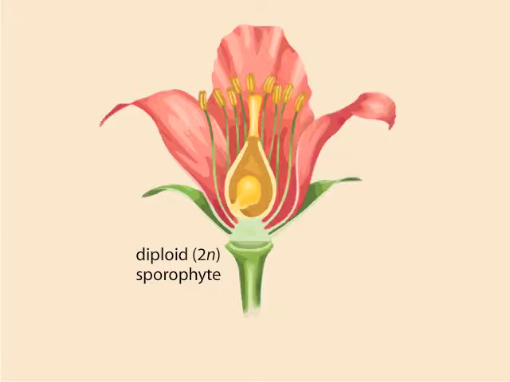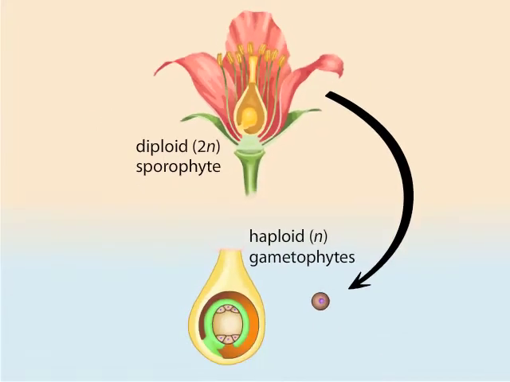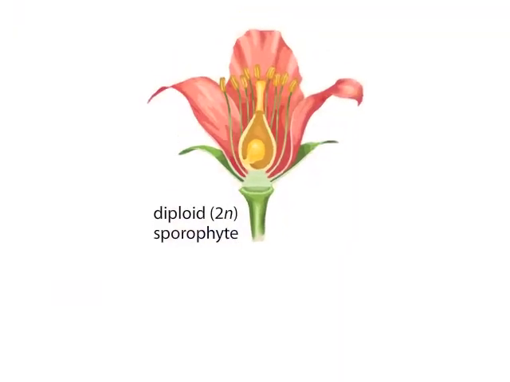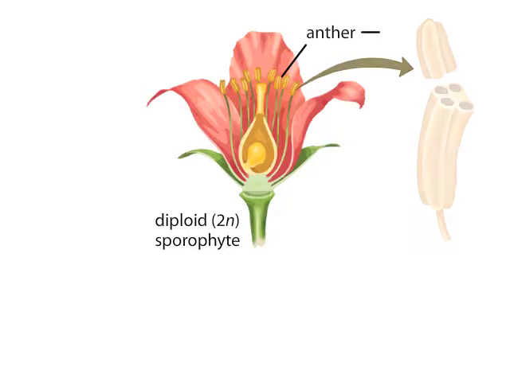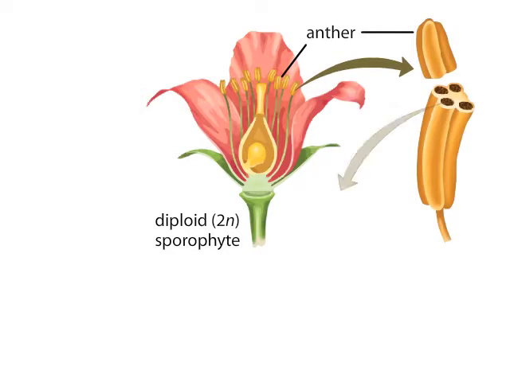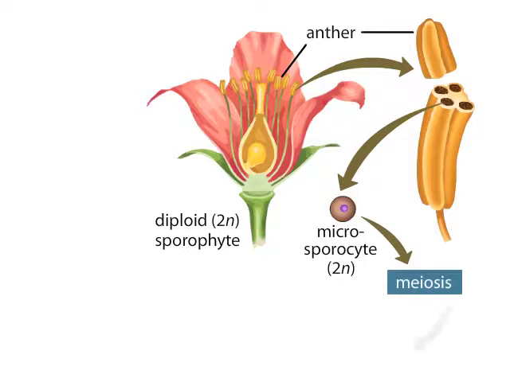As with all land plants, the life cycle of an angiosperm alternates between a diploid sporophyte generation, represented here by the flower of the mature sporophyte plant, and a haploid gametophyte generation. Within the flower's male parts, called the anthers, are millions of diploid cells called microsporocytes. These microsporocytes divide by meiosis to produce haploid microspores.